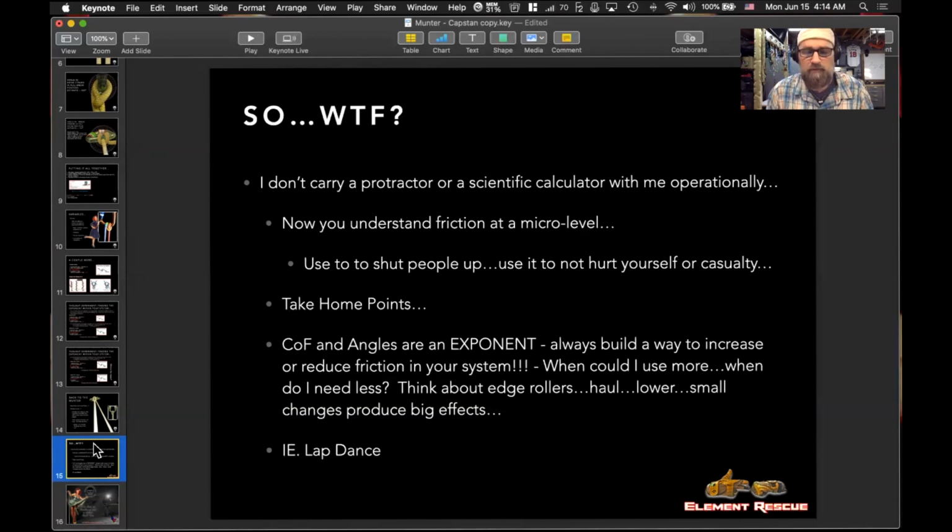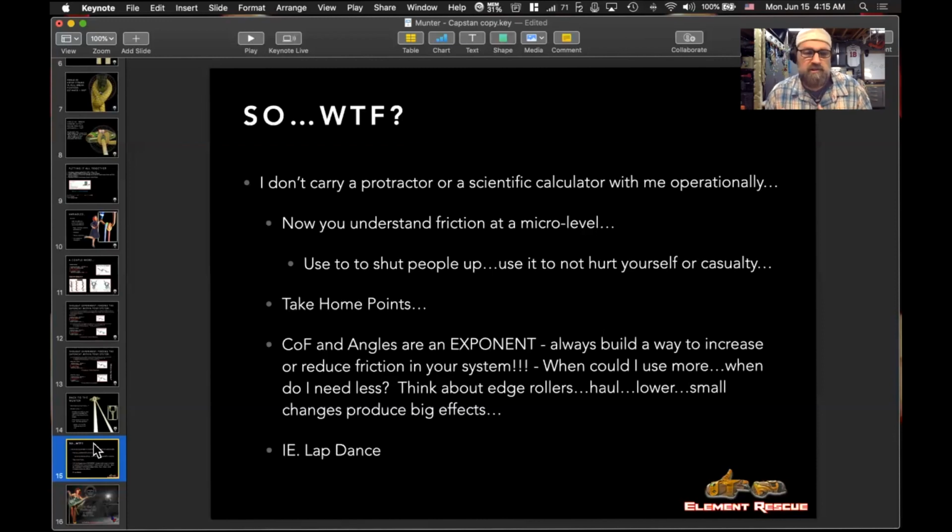You probably will be fine, but definitely go out and play around with this. Use it to shut people up. Use it not to get more complex or complicated in the way that you rig. Use it to not have to carry more crap with you that you don't need. And use it not to hurt yourself or your casualty. The take-home points: coefficient of friction and angles are an exponent. Always build a way to increase or reduce friction in your system.